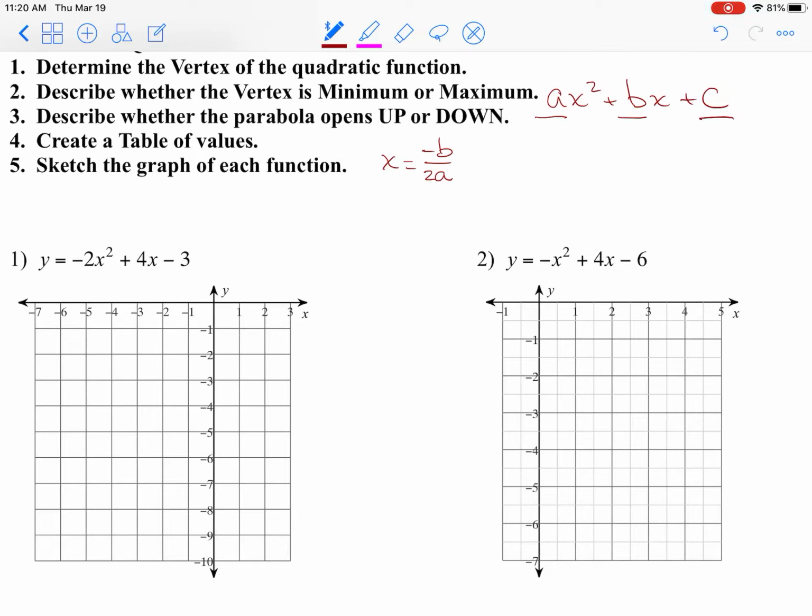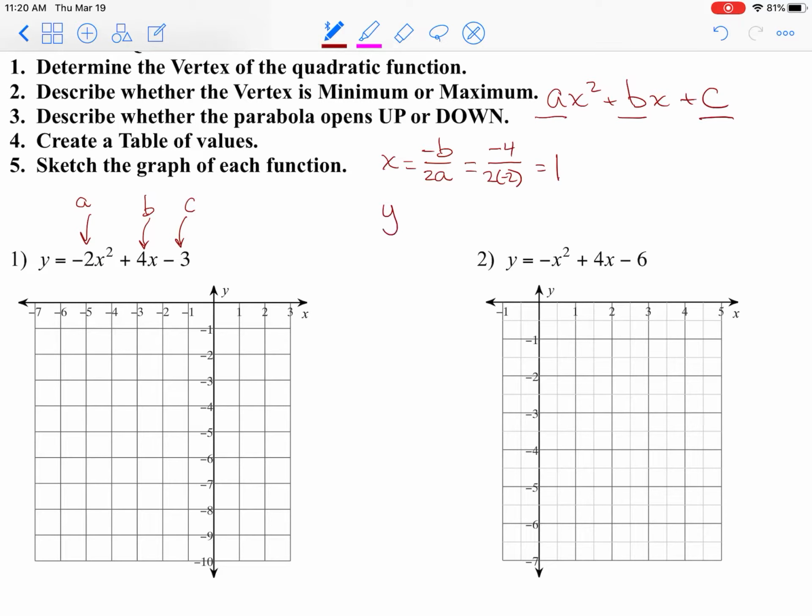So in the example they give us, our a is -2, our b is 4, and our c is -3. So when we substitute into our minus b over 2 times a, we get -4 over 2 times -2, which is -4 over -4. So our x is 1.